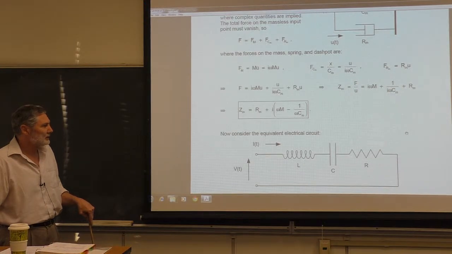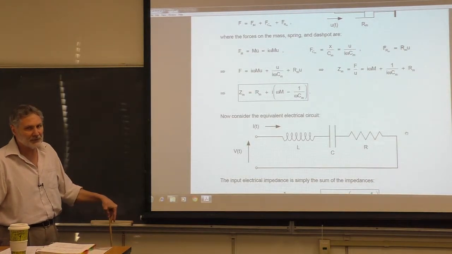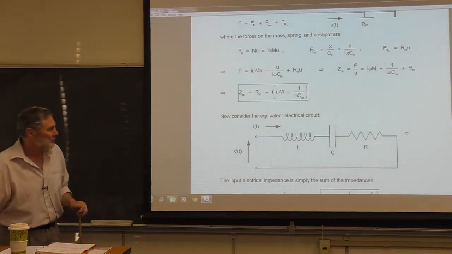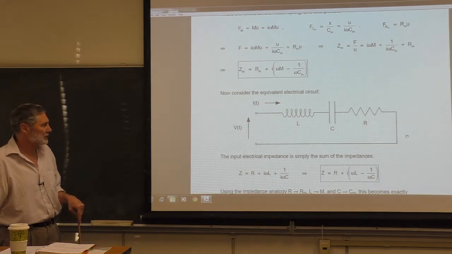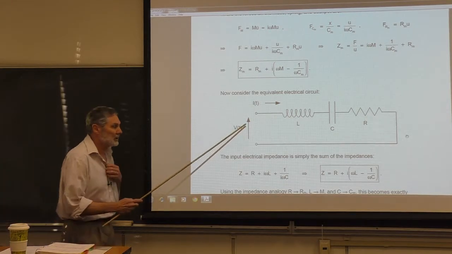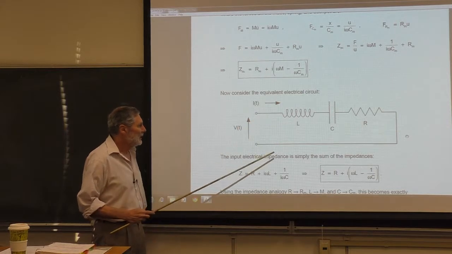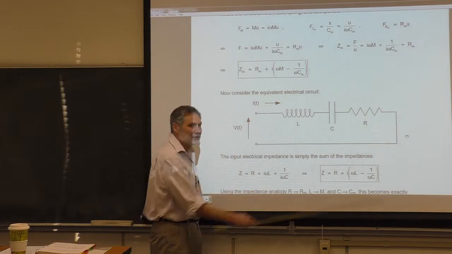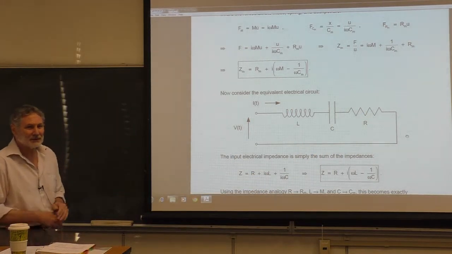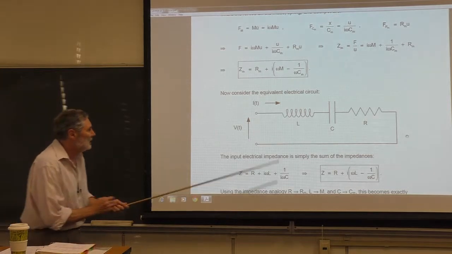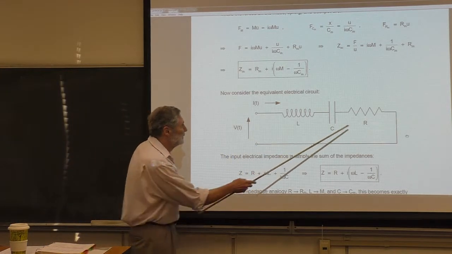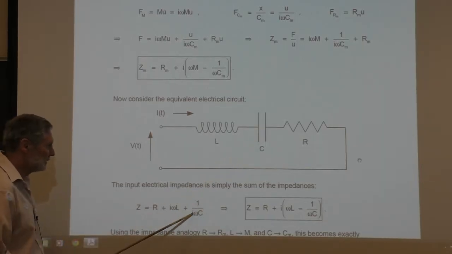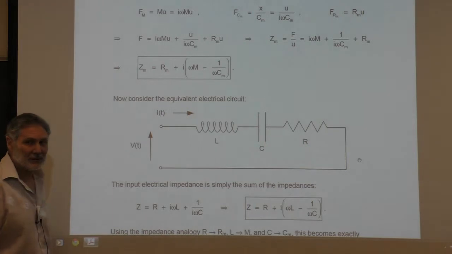Now, here's the equivalent electrical circuit, and of course the impedance analogy. It's just a simple series circuit. What's the input impedance here? Well, it's the complex drive, which is the voltage, divided by the complex response, which is the current. And now everybody knows how to do this, right? We just sum the impedances because it's in series. This is just electrical circuit analysis. So I know the impedance of the resistor is R, the impedance of the inductor is i omega L, the impedance of the capacitor is 1 over i omega C, and I just immediately get the answer.